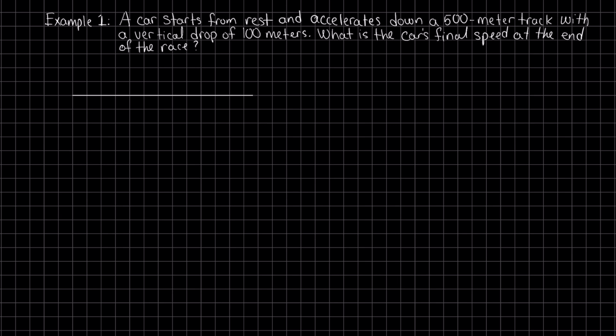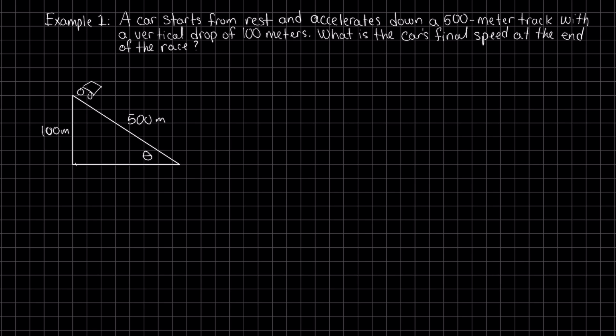But at the same time we're going down this track, we end up moving downwards by 100 meters. That means that my track must be diagonal. So this is going to be 500 meters and this drop is 100 meters. This means I can represent the scenario as a right triangle with an angle measure in that corner above the horizontal. So I have a car up here.